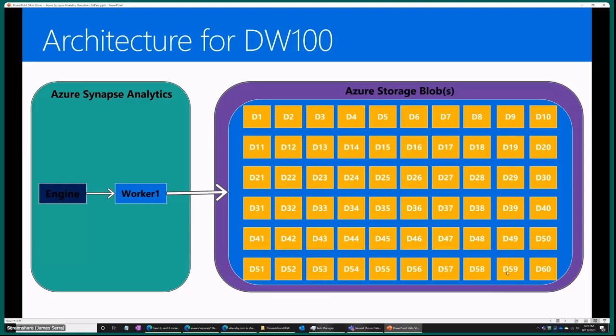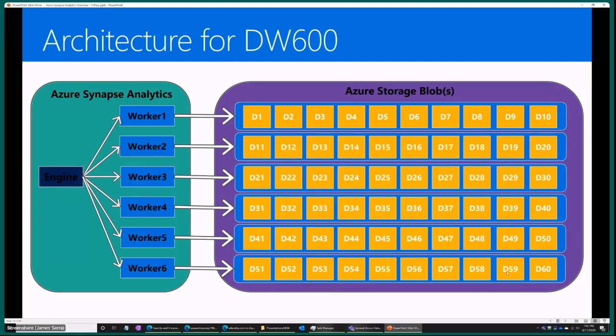If I stick to the lowest performance tier, DW100, I'm only going to have one worker node. So I'm really not going to have much scale out. So if I increase the DW to say 600, I now have 6 worker nodes that are running against those storage blobs.